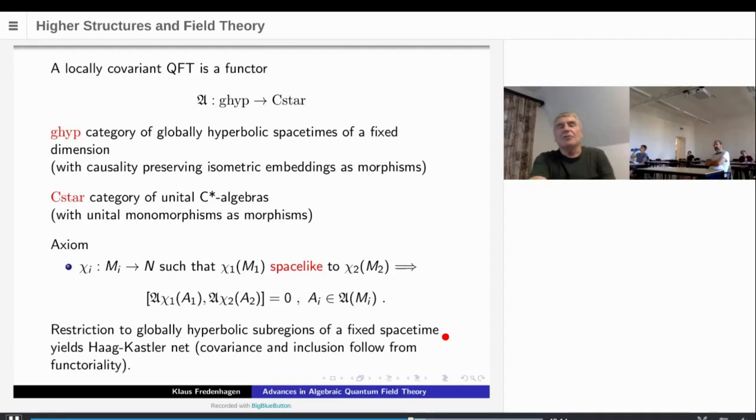And then, of course, when you restrict this framework to globally hyperbolic subregions of a fixed spacetime, then you just get a Haag-Kastler net. And the nice feature is that in spite of the fact that it is more general than the Haag-Kastler net, it's simpler: the covariance axiom and the inclusion axiom both follow from the functoriality of this functor A. So you automatically get a covariant theory. So there's a question?